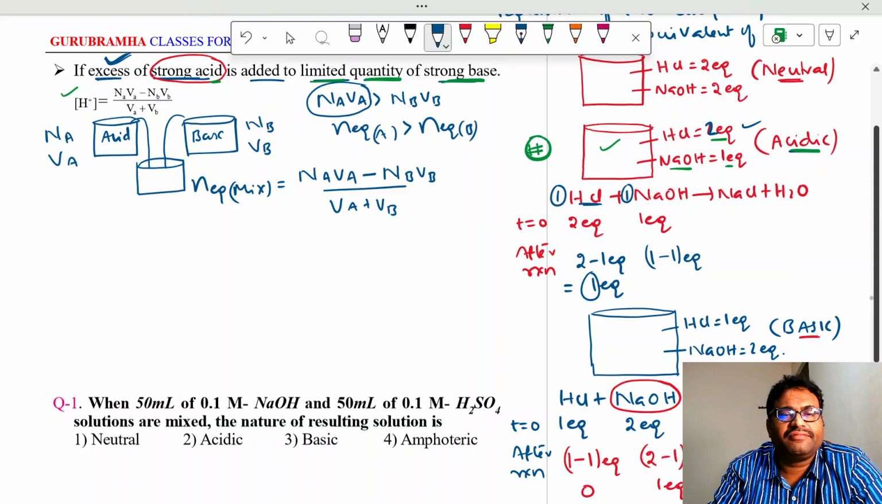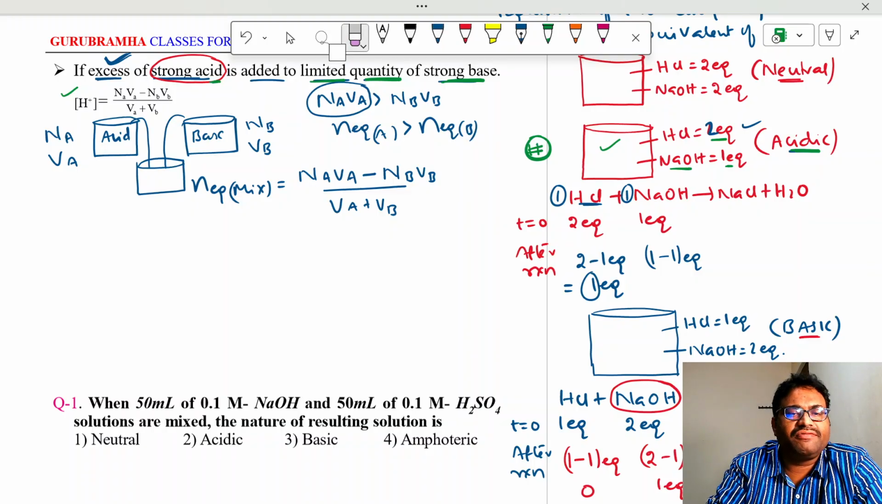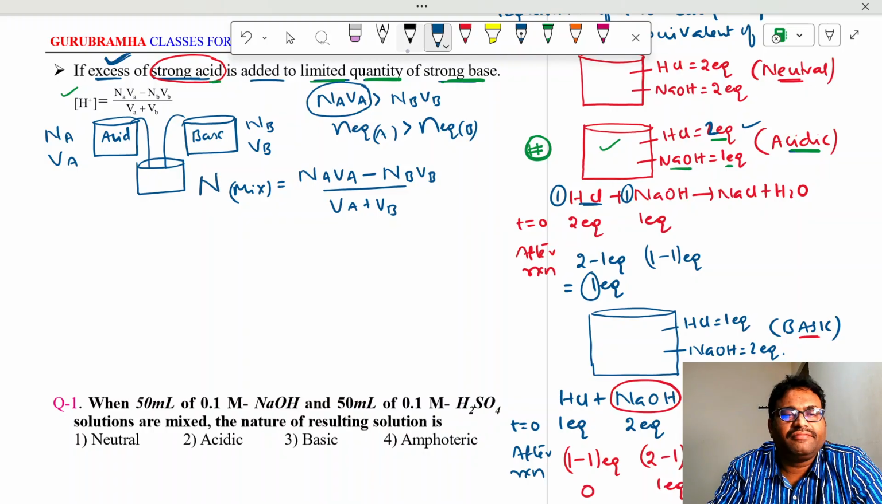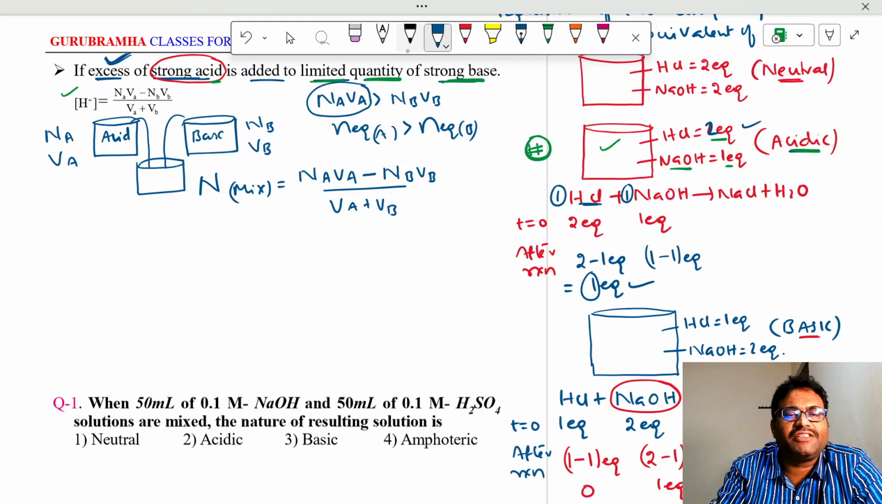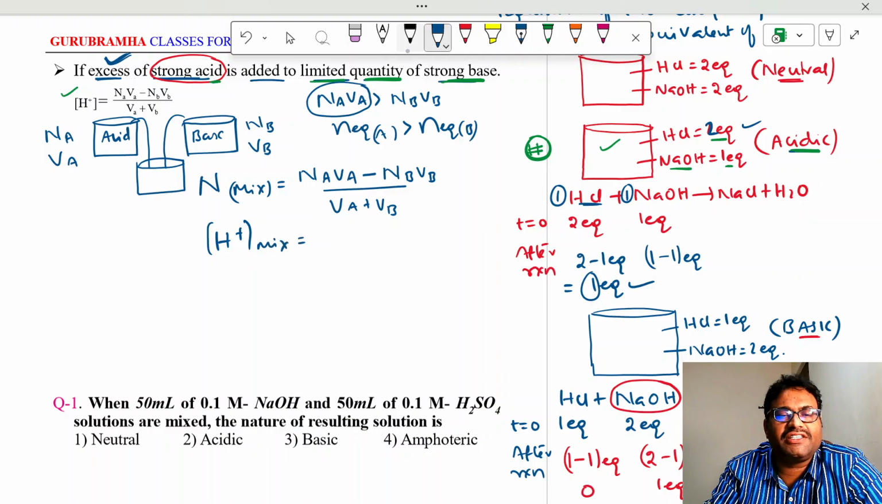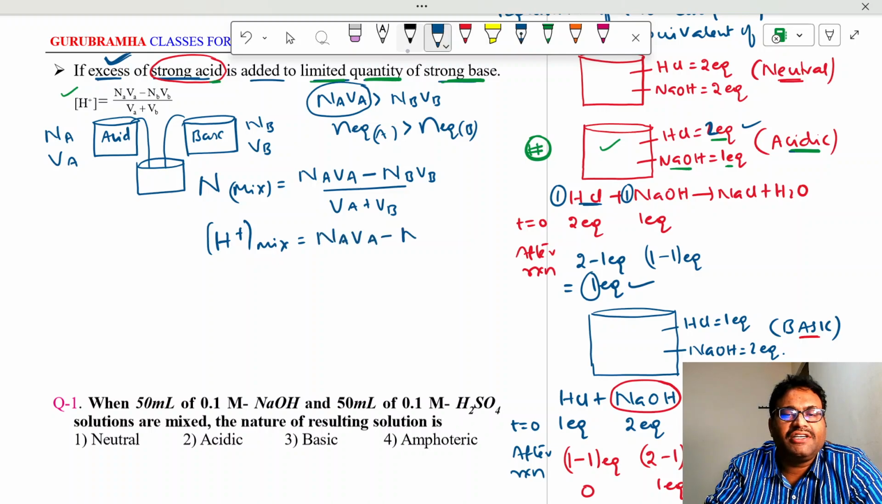So what will this be? This will be the normality of the mixture. What is remaining in the solution? Acid is remaining. So I can write that H plus, because acid is a substance which releases H plus, is equal to NaVa minus NbVb by Va plus Vb.